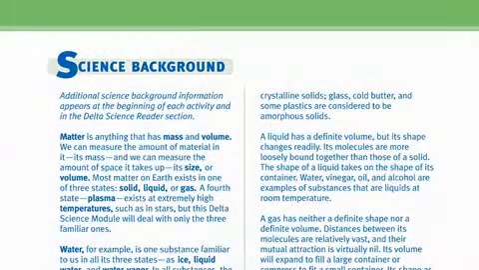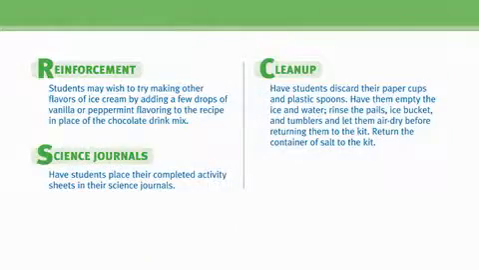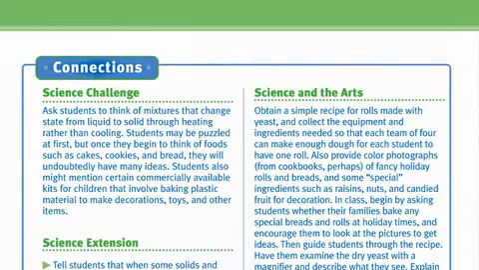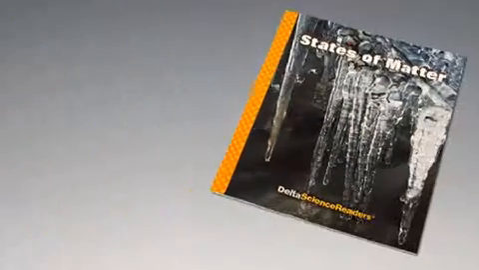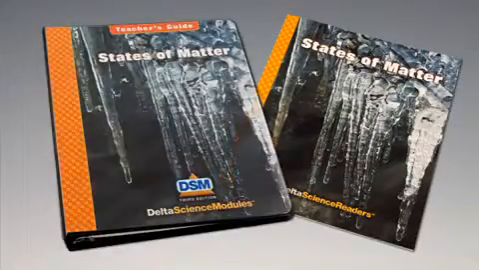To conclude the activity, remove and discard the tape from the cups. Rinse and dry all cups and the beaker, and return all materials to the kit. For science background, reinforcement activities, curriculum connections, and information about the Delta Science Reader, please consult your DSM Teacher's Guide.